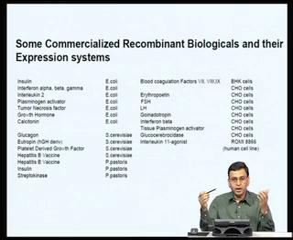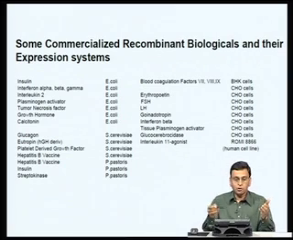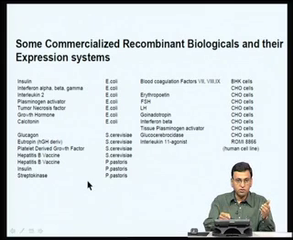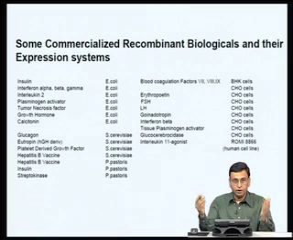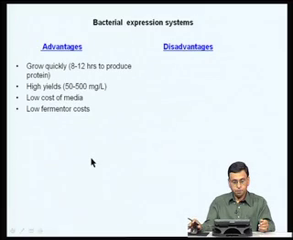Once you decide to make a recombinant protein of your choice, will you choose a prokaryotic system, will you choose a yeast system, will you choose an insect expression system, or will you choose a mammalian expression system? How do you go about it? What are the advantages and disadvantages of each one of these expression systems?